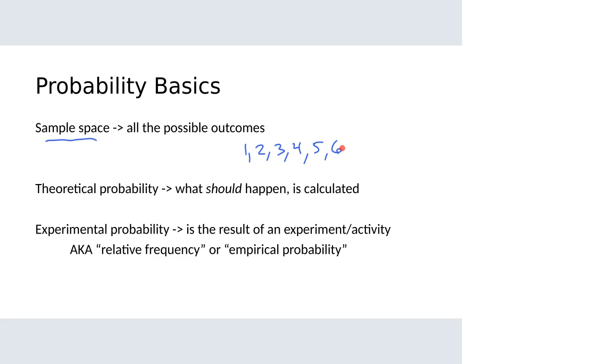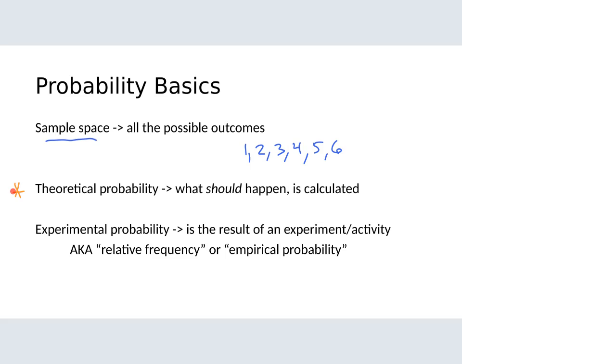There are two different types of probability. The first of those is theoretical probability. It's what should happen. If we have a fair coin with heads on one side and tails on the other, we would expect half of our flips to come up heads and half of our flips to come up tails. That's what should happen. We're not actually going to flip the coin 1,000 times if we're doing theoretical probability.